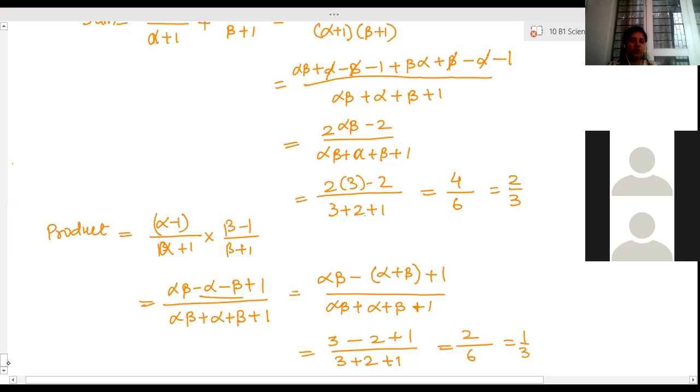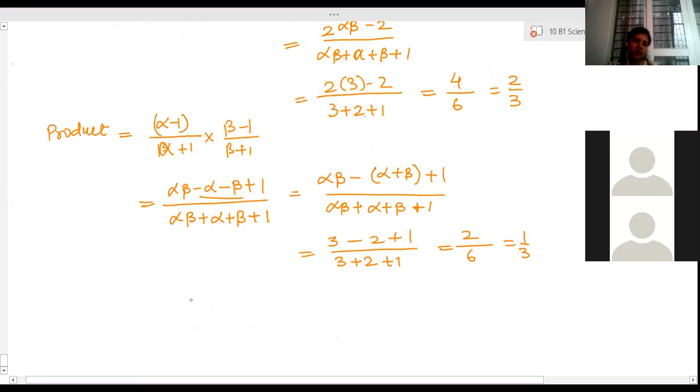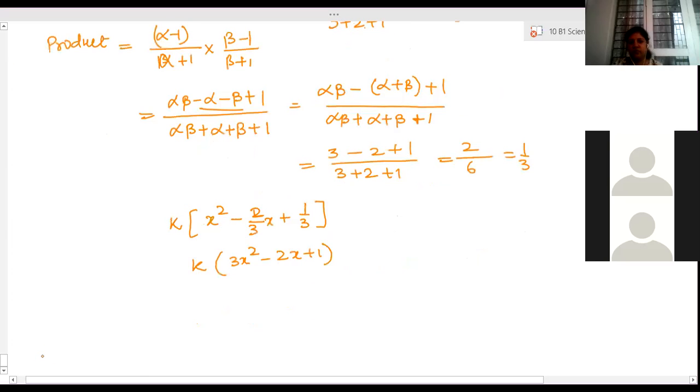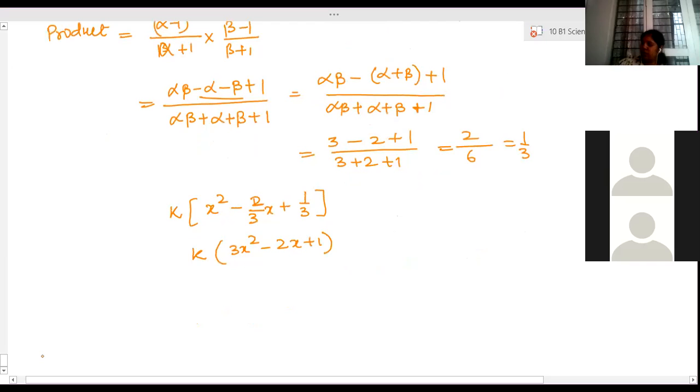So new sum you got 2 by 3 and new product is 1 by 3. So your polynomial will be k into x square minus 2 by 3x plus 1 by 3. Take LCM. k into bracket 3x square minus 2x plus 1. This is your polynomial. Clear? Yes, ma'am.